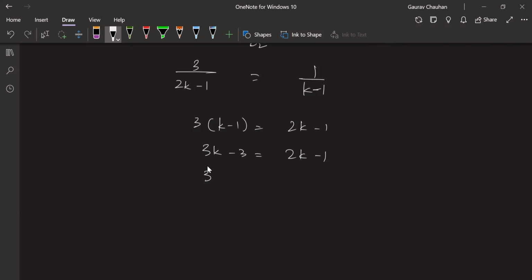Let's take all k's to the side. So 3k minus 2k is equal to minus 1 plus 3, taking constants to the right side. So I have 1k is equal to plus 2. Is this correct? Is that okay? Good. I got the answer of K.